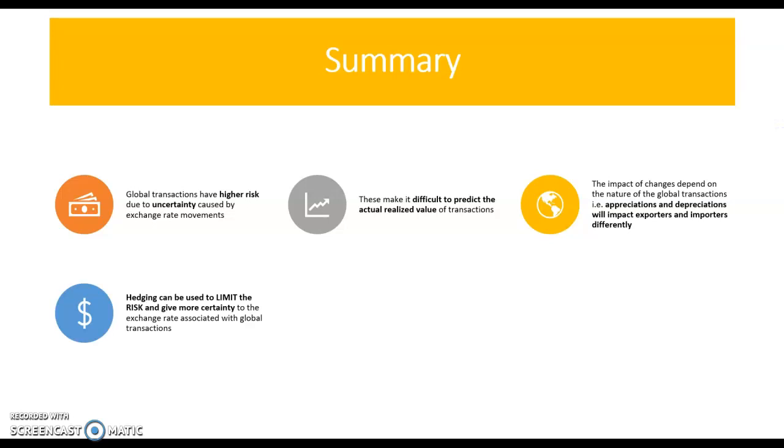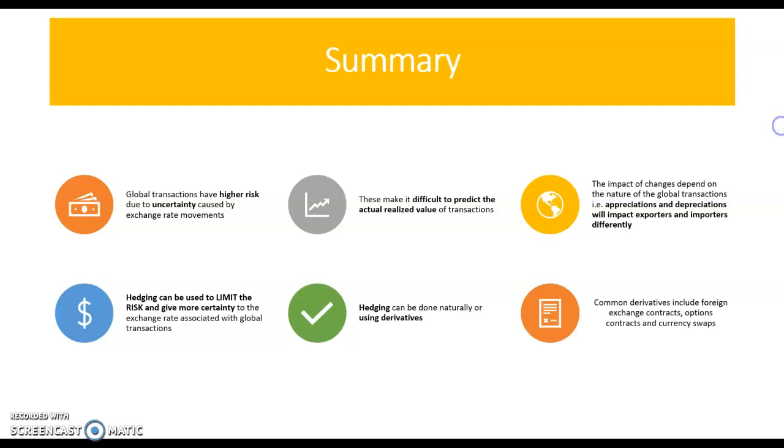Hedging can be used to limit the risk and give more certainty to the exchange rate associated with global transactions. Hedging is going to be done naturally through the establishment of foreign subsidiaries, or more importantly, from a syllabus point of view, using financial instruments or products called derivatives. The most important derivatives that we need to be aware of are foreign exchange contracts, options contracts, and currency swaps.